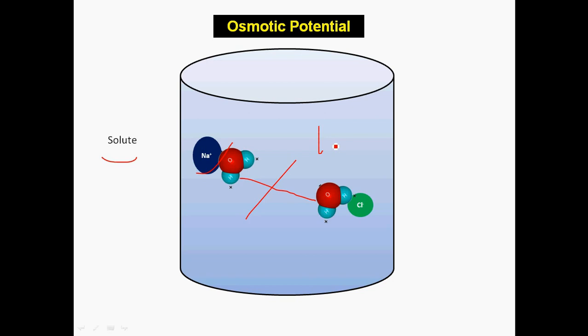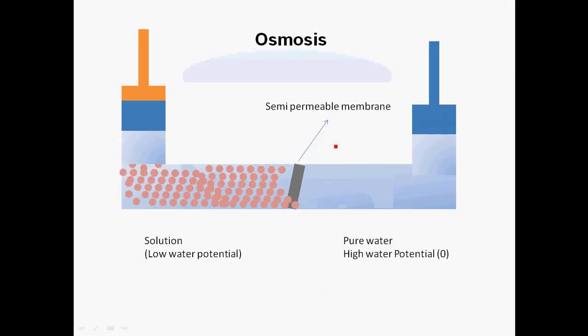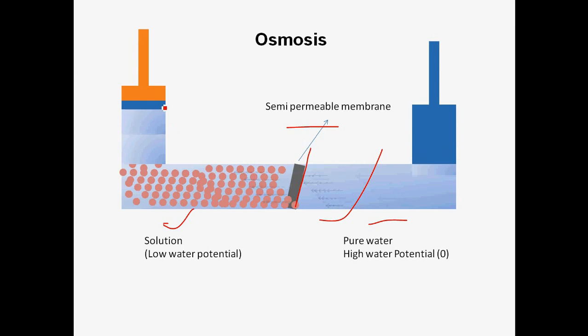I will explain the osmotic potential through the example of osmosis. Suppose here are two conditions: one is the solution, the other is pure water, separated by a semi-permeable membrane. A semi-permeable membrane means the solute cannot go through, but only the solvent can move. So automatically there will be movement of water from high water potential to lower water potential. The water table will rise to some extent, and it will stop when the potential reaches equilibrium on both sides.